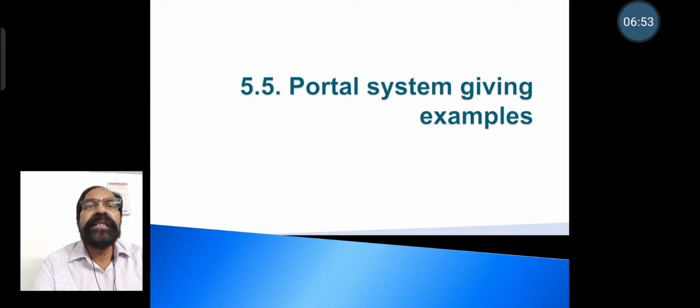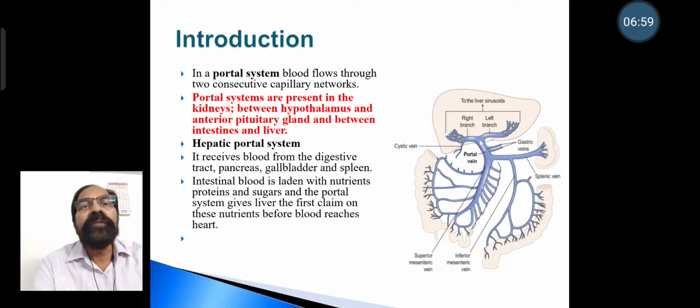Then the portal system and its examples. In a portal system, blood flows through two consecutive capillary networks. Portal systems are present in the kidney, between the hypothalamus and anterior pituitary gland, and between the intestine and liver.